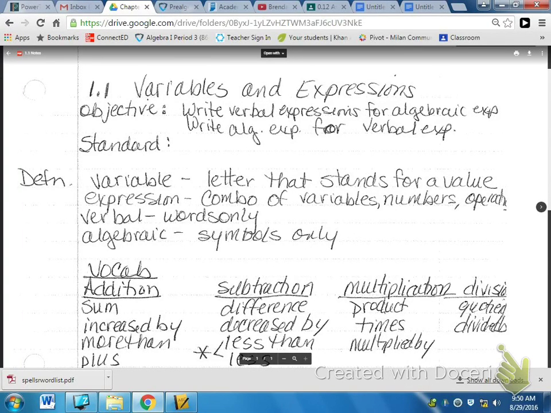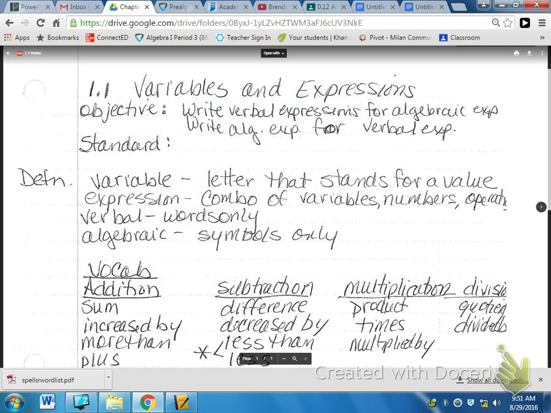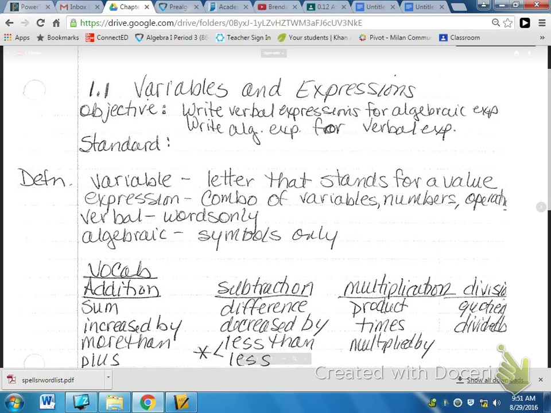Lesson 1-1, variables and expressions. Our objective today is to write verbal expressions for algebraic expressions, and then also to write algebraic expressions for verbal expressions. That means you're given it in words and you need to put it in symbols, or you're given it in symbols and you need to be able to put it in words.